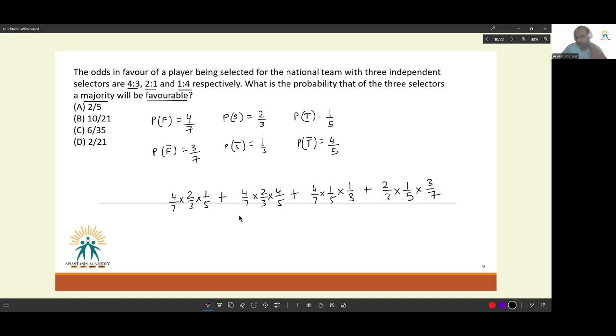Again, if you look at the denominator, everywhere it is going to be 105. I have 8 plus 32 plus 4 plus 6, so overall we get 50 by 105 as the probability. We can cancel off the 5 to get to 10 by 21, and that is option B. That is the answer to this question.